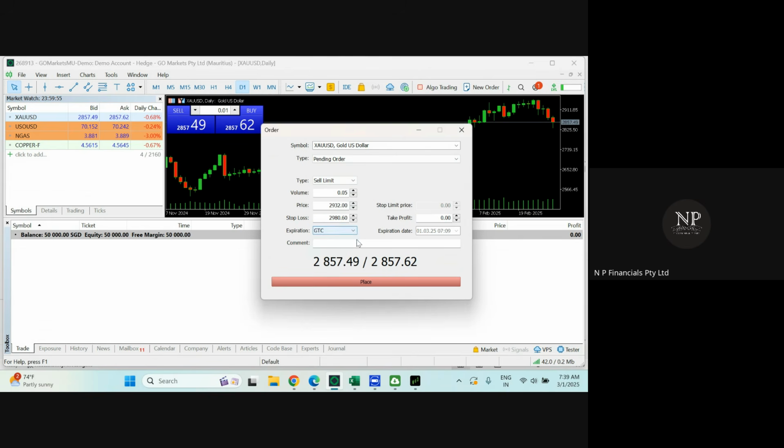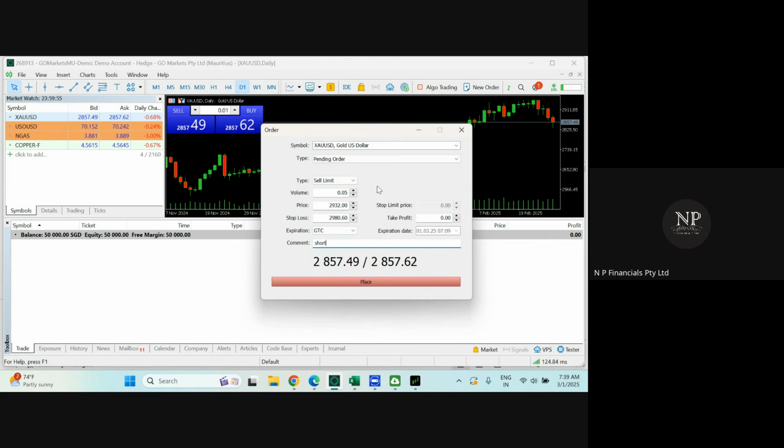GTC, good till cancel. This is a sell limit because the current market price is 2857 in front of you, correct? And you want to sell at 2932 because you missed yesterday. So 2932 is more than 2857, isn't it? If you are placing an order which is more than the market price, that is a sell limit. If you want to know all this in great detail, you need to do the Traders Foundation course.